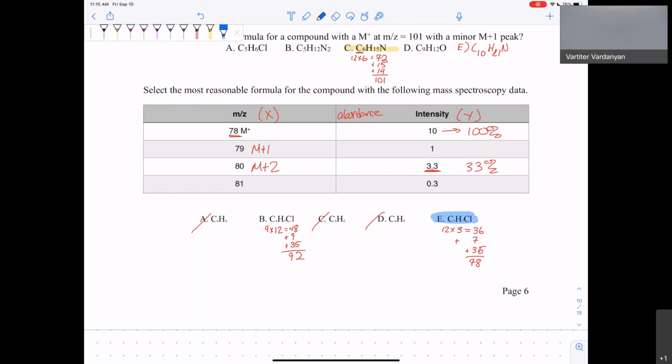Exactly. Or it would say 10 or like 9.8. Then that would be a bromine. Yeah, exactly.